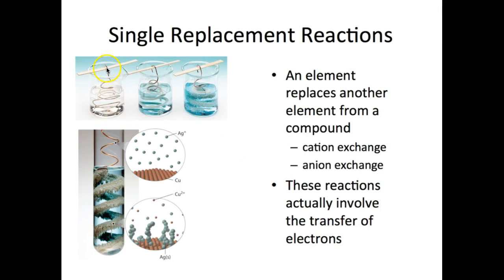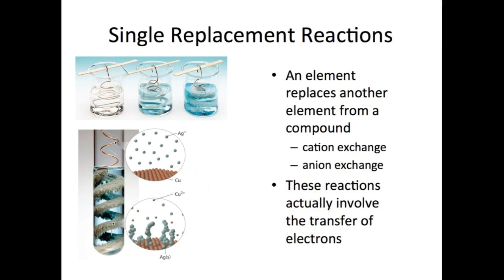So in the example here, there's copper wire that's been put in silver nitrate. Notice that the copper wire is nice and coppery, and it's a nice clear solution. And over time, we see the buildup of this solid silvery compound on the wire, and the solution is turning blue. What you will notice is that we're actually looking at a transfer of electrons.